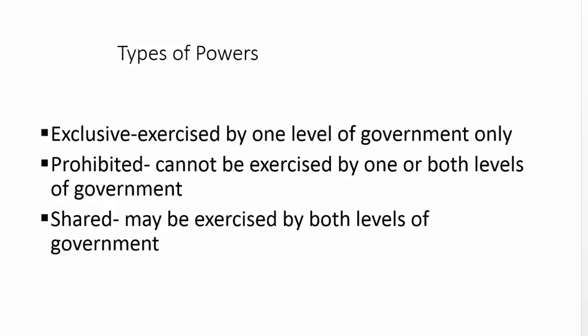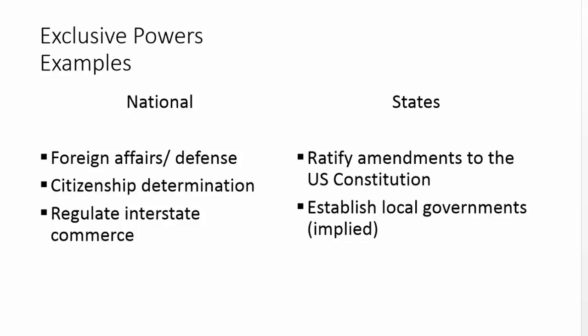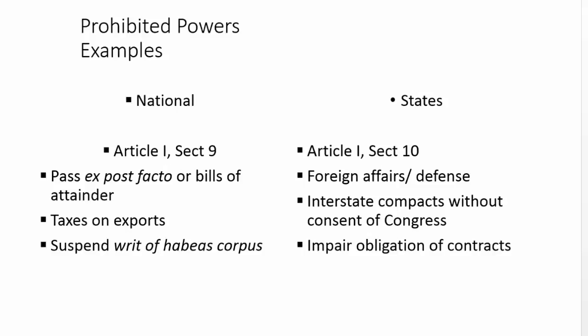In an exclusive set of situations, only one level of government can perform that function. Prohibited, one or both levels cannot perform a particular function, and in shared, both levels of government can perform. Some examples. Foreign affairs and defense, citizenship determination, and regulation of interstate commerce are exclusively national powers. States and states alone can ratify amendments to the Constitution, and it's implied to establish that of local governments.